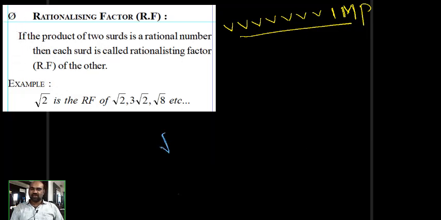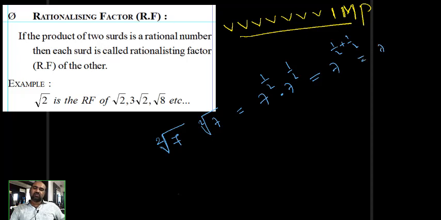Square root means second order. Say root 7 is given. Find its RF. Directly I can take root 7 only. Root 7 into root 7, how can you say it is 7? I will show you. 7 power 1 by 2 into 7 power 1 by 2, bases are equal, so powers should be added, 7 power 1, which is a rational number. That's why I am saying that this is an RF of this.